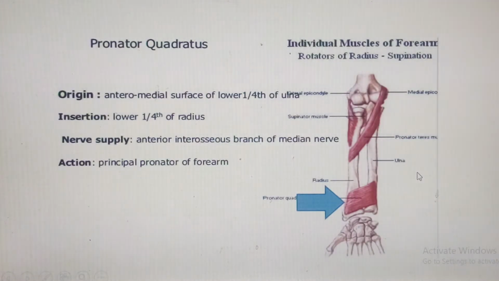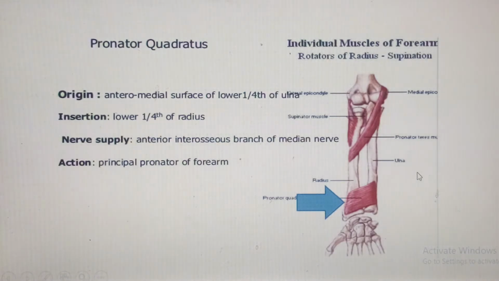Now, the deepest muscle in the anterior compartment of the forearm. We've seen that by way of superficial muscles, we have 4: pronator teres, flexor carpi ulnaris, palmaris longus, and flexor carpi radialis. Then the intermediate muscle, a single muscle, is flexor digitorum superficialis. Then for the deep muscles, we've seen flexor digitorum profundus, and also flexor pollicis longus.